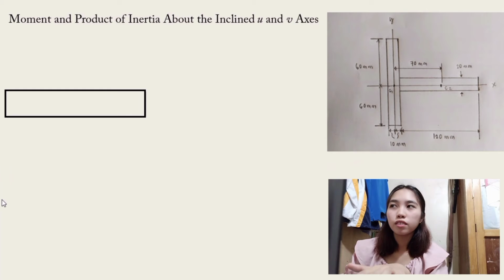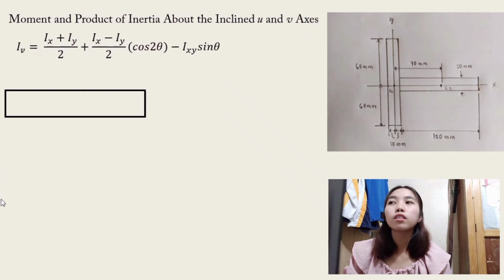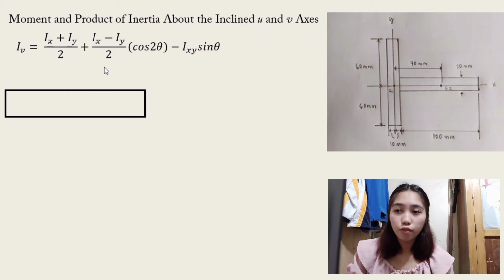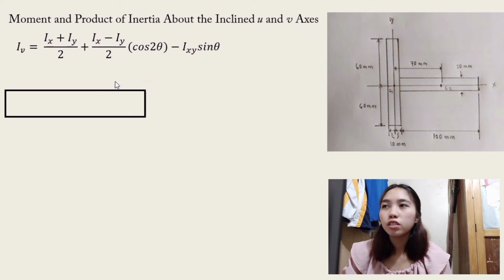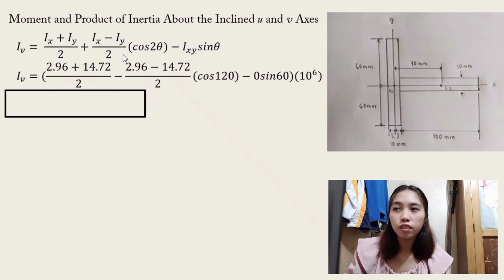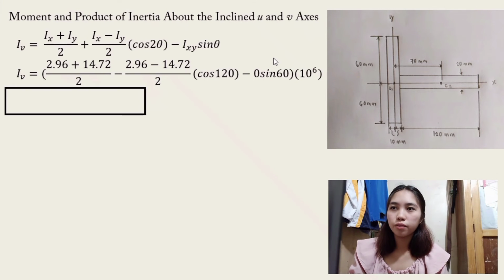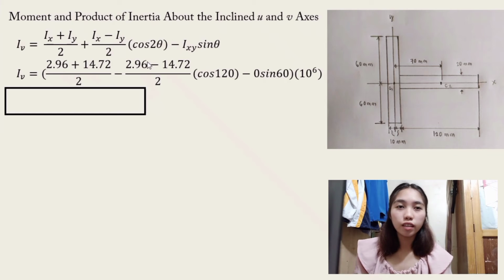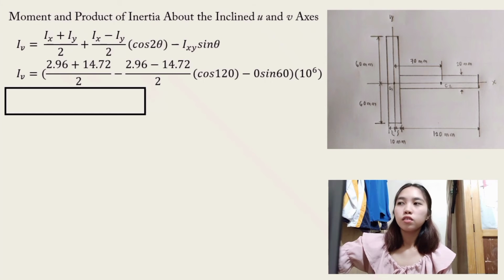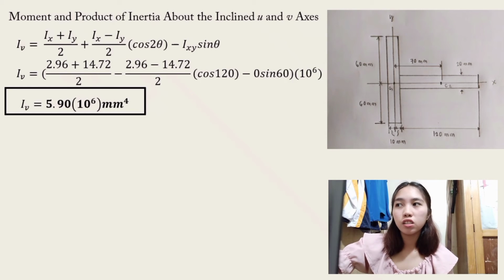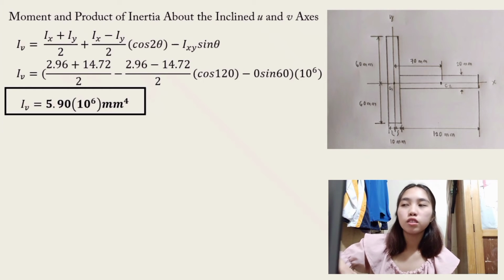The same process applies in getting the moment of inertia about the inclined v-axis. We just have the same formula, but the difference is that the sign of the cosine term changes. We just have to input the data that were solved a while ago. So the inertia about the v-axis is 5.90 times 10 raised to 6 millimeter to the fourth.